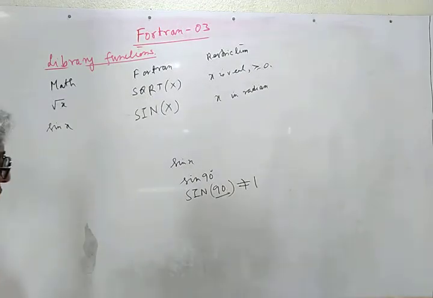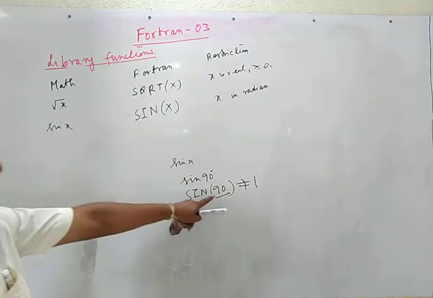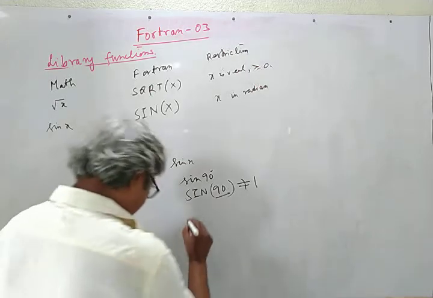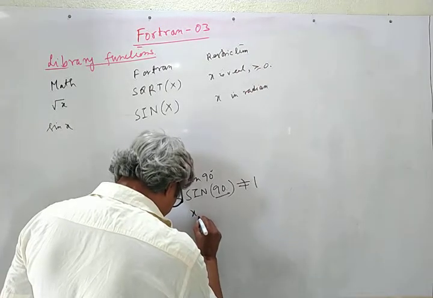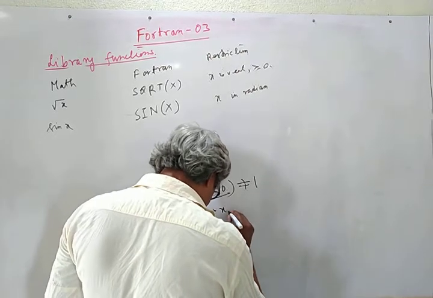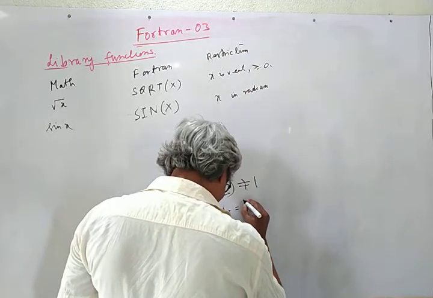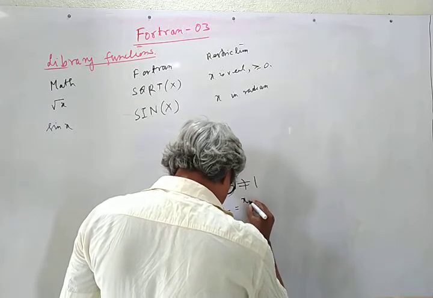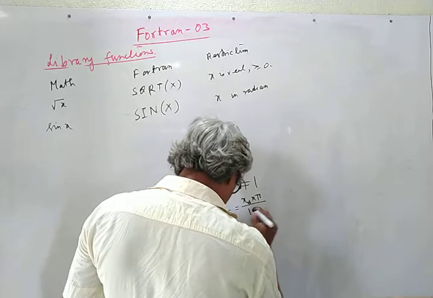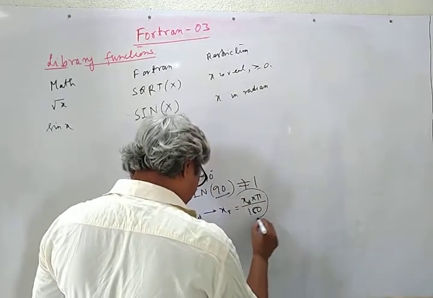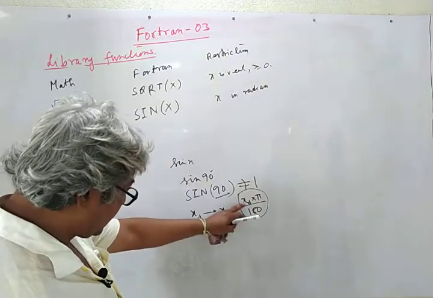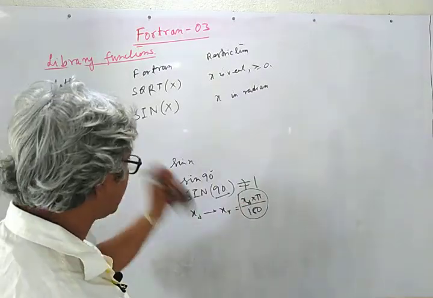So first thing that we have to do, we have to convert the value in degree into radian. That is x in degree to x in radian. That conversion is needed. When we put the input in this form with xd is equal to 90, you get the correct value.